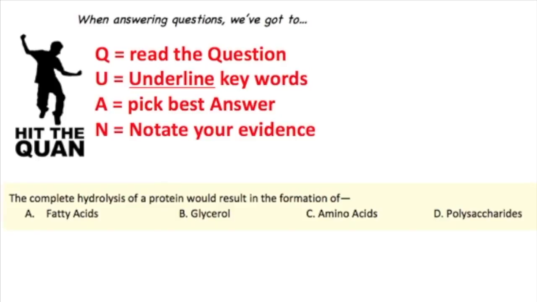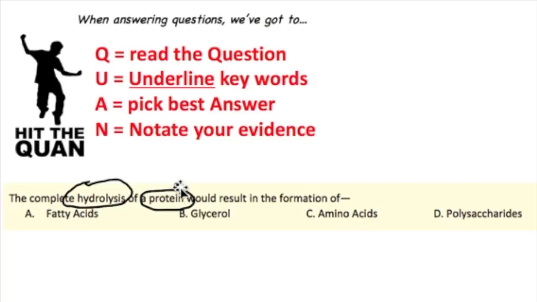So here's a question that we're going to look at. We are going to go through this one together just so you can see how this actually works. So let's hit the QUAN. Q, read the question. The complete hydrolysis of a protein would result in the formation of blank. Okay, so I recognize that there is the word hydrolysis, and I recognize that there is the word protein. Now I know that we've already talked about proteins. Maybe we haven't quite hit hydrolysis yet.